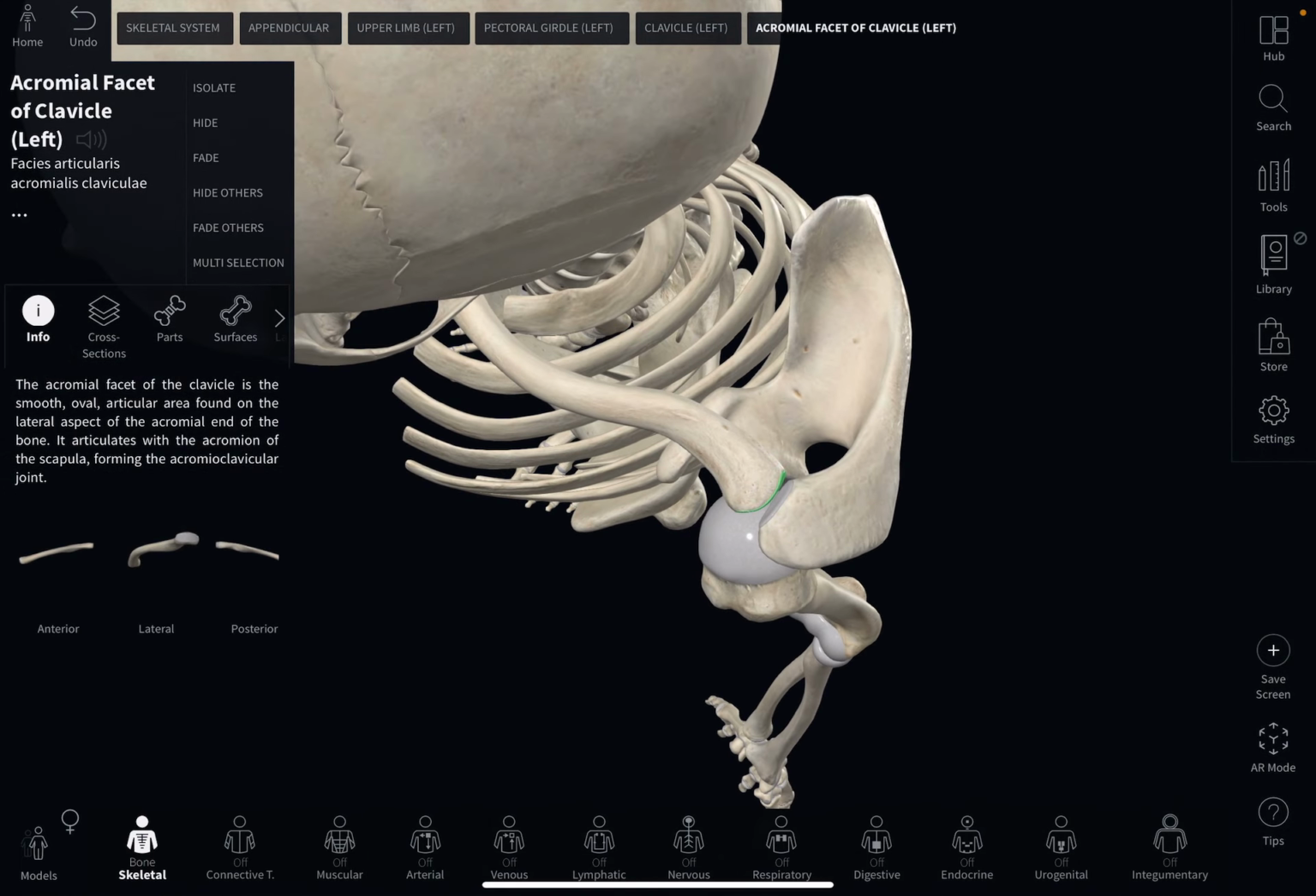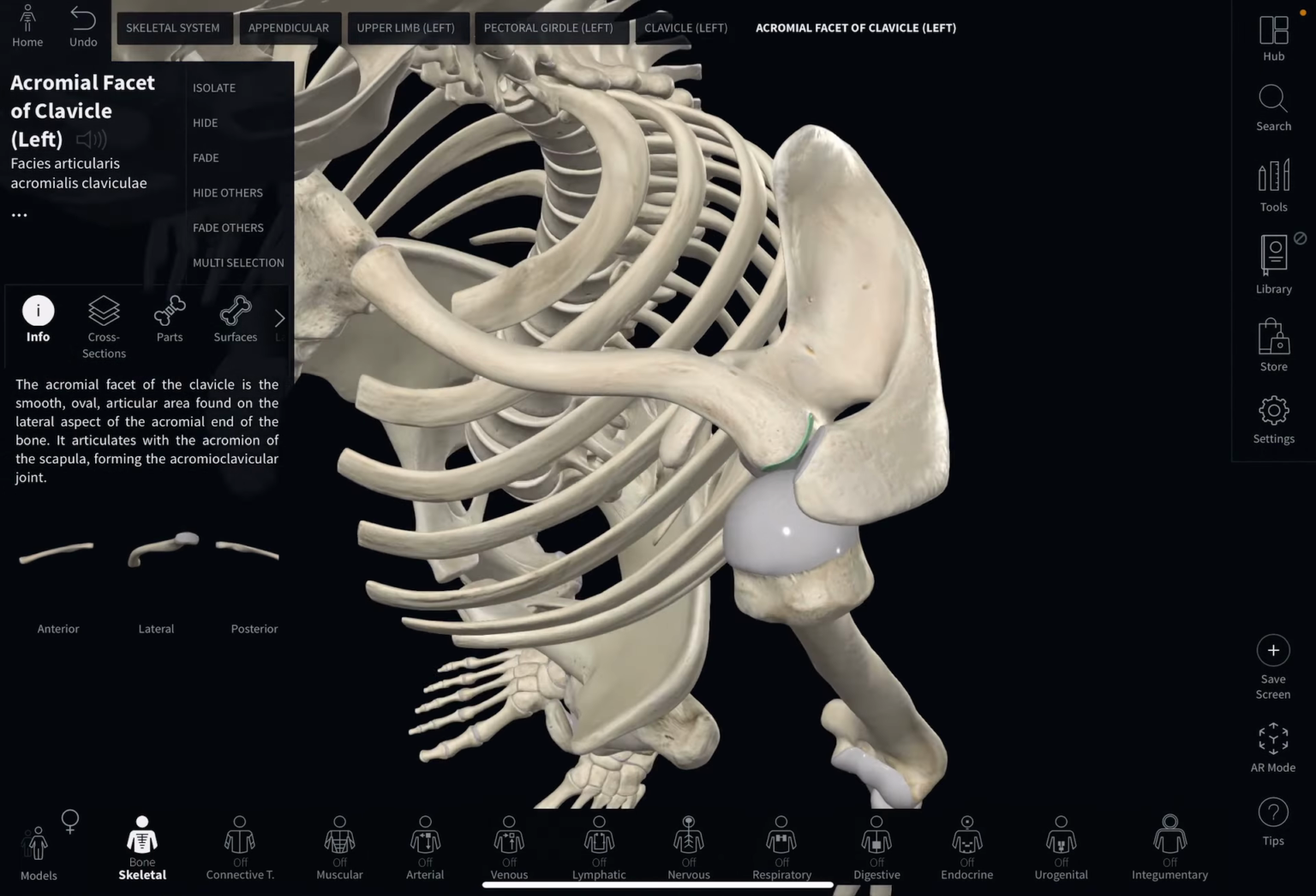Anatomically, it lies laterally, therefore it is also known as the lateral end. And the medial end here is going to articulate with the manubrium, that is the superior piece of the sternum. So here you can see this is the sternoclavicular joint. So these are the ends of the clavicle.